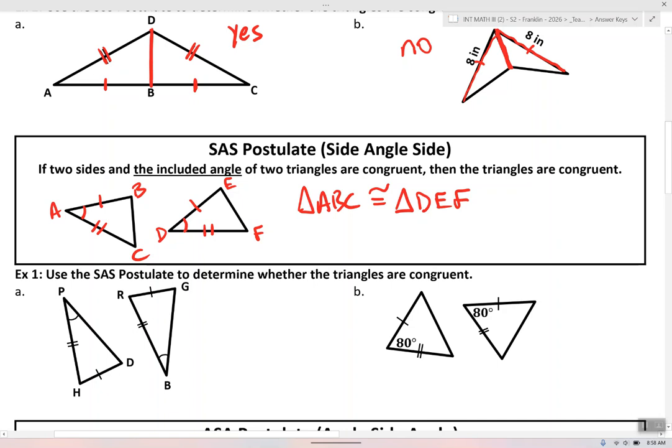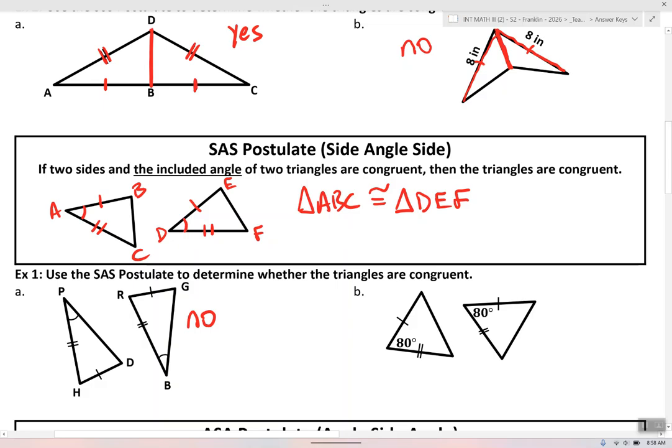So let's use this postulate to determine whether these triangles are congruent. Side, angle, side. Remember, it's two sides and the included angle. So here in example A, I do have two sides and one angle, but it's not the included angle. And so that means that I could change this angle however I wanted, and it could result in different shaped triangles. So this is not enough information.